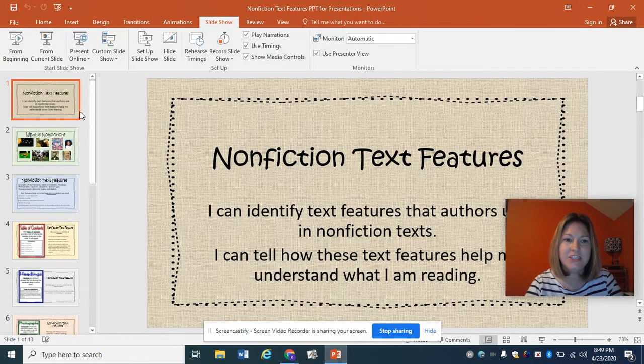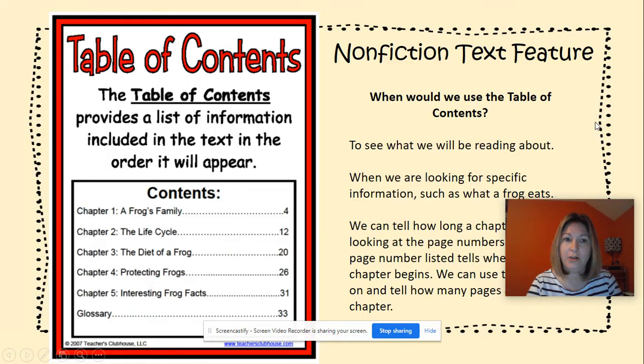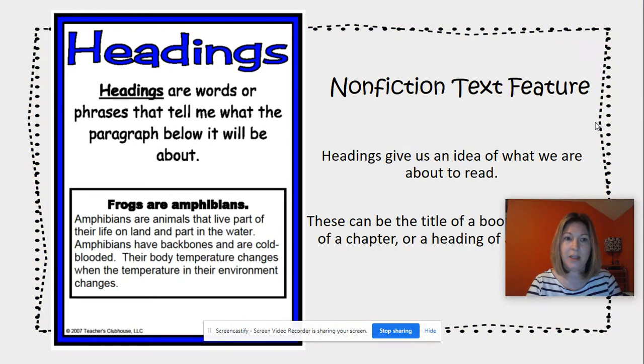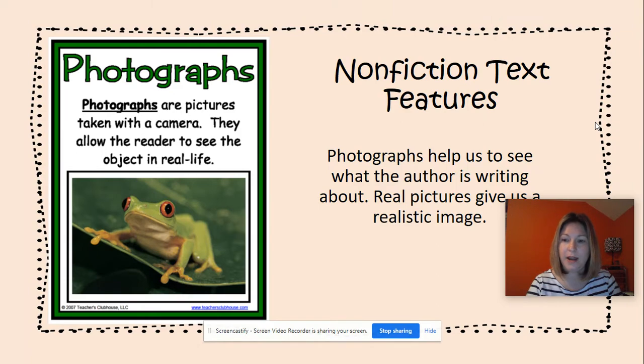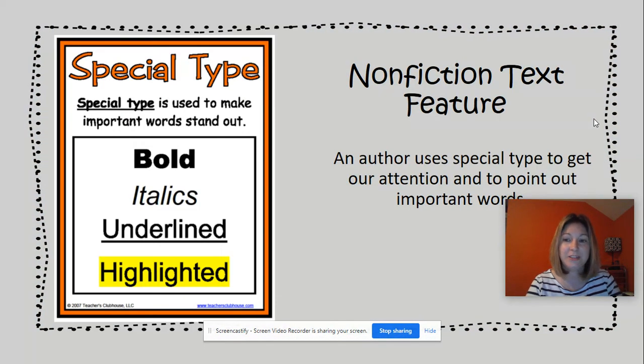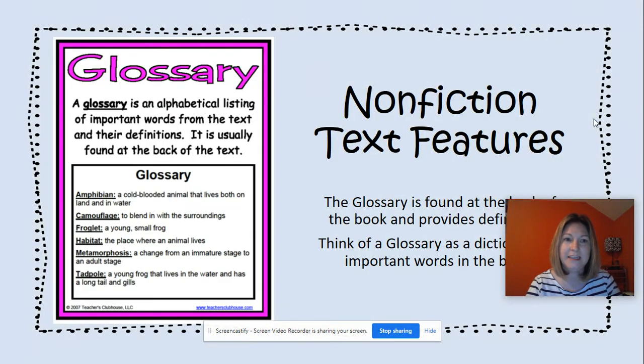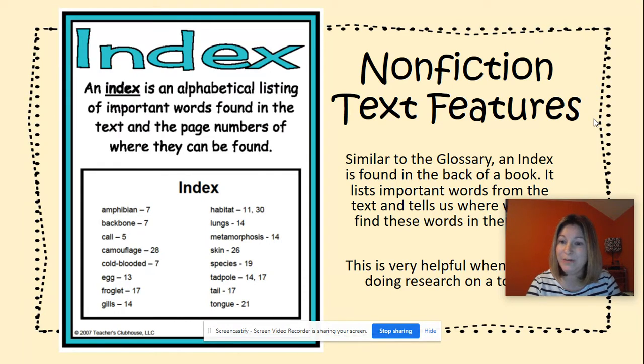Today we are going to talk about nonfiction text features. We have been learning how to identify text features and how those text features help us understand what we're reading. So far, we have gone over the table of contents, the headings, photographs, captions, diagrams, special type, pronunciations, glossary, and today we're going to go over the index.